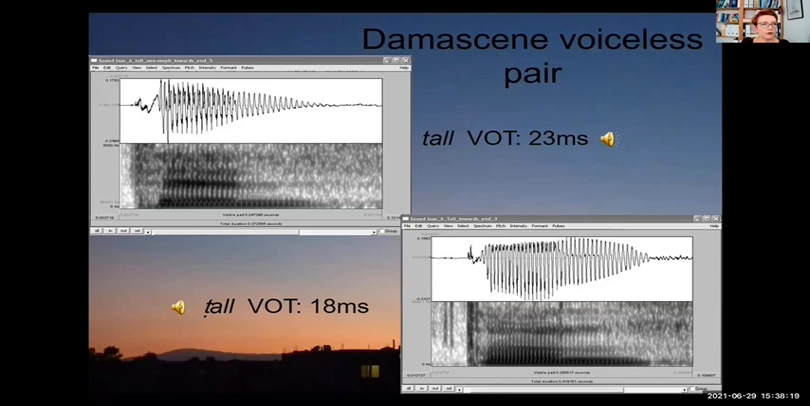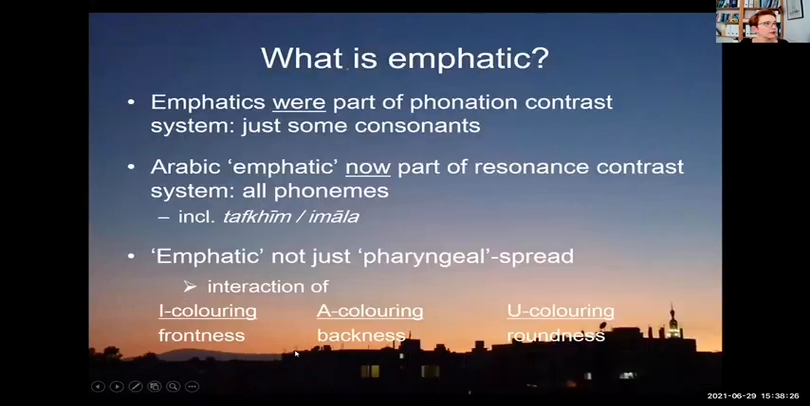Okay, I'm going to whip through those because, looking across dialects, you can see this repeated again and again across the dialects of Arabic. It's quite consistent. So then emphatics were part of the phonation contrast system, whereas what's interesting in Arabic is that the emphatics are now part of a resonance contrast system, where it's no longer only the obstruents, but all the phonemes that seem to participate in this resonance contrast system. So the whole sound system has undergone a historical shift, and this is what you can see across Semitic languages.